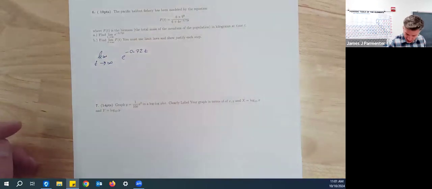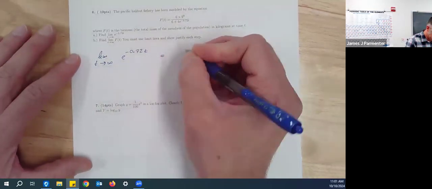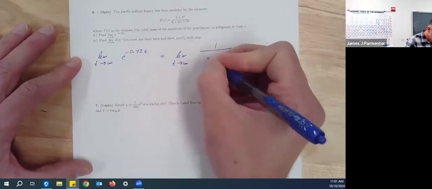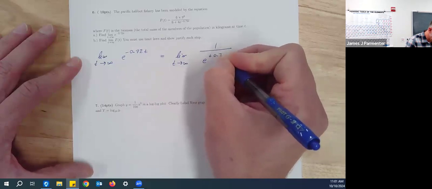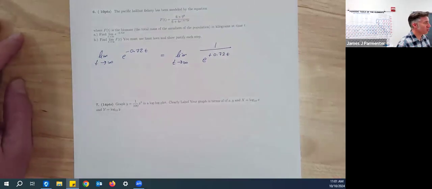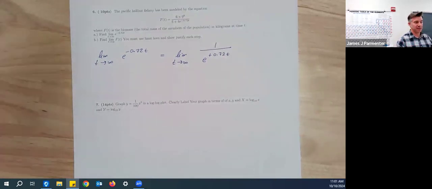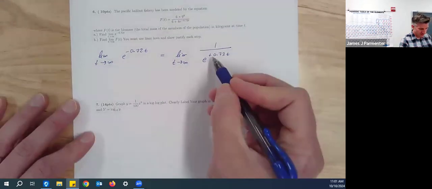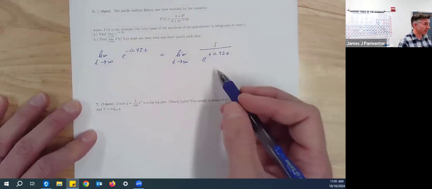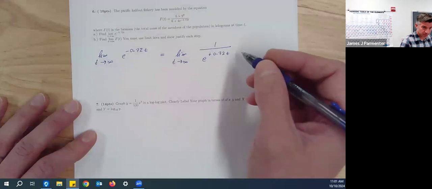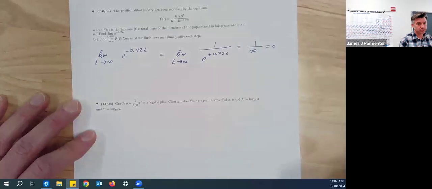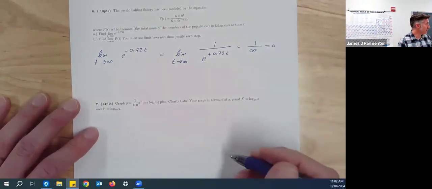I'm going to write this in a way that's easier for someone else to understand what I'm doing. I'm going to write this as the limit as t goes to infinity of 1 over e to the positive 0.72t. You don't really need the positive sign there. I'm just trying to be very specific. Because we just all said, and I think it's easier to justify, that e to a very, very positive thing is really, really big. So 1 over something really, really big is very, very small. That's going to be 1 over infinity, which is 0. And that's the limit, just like we said it was.